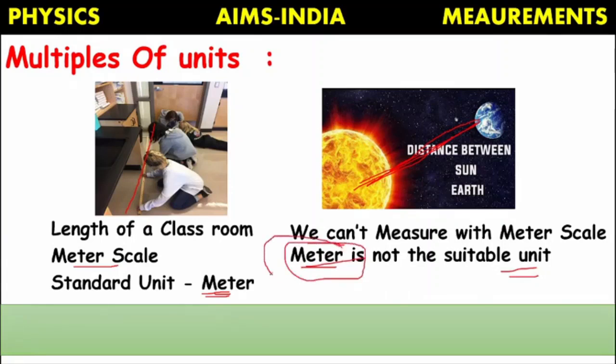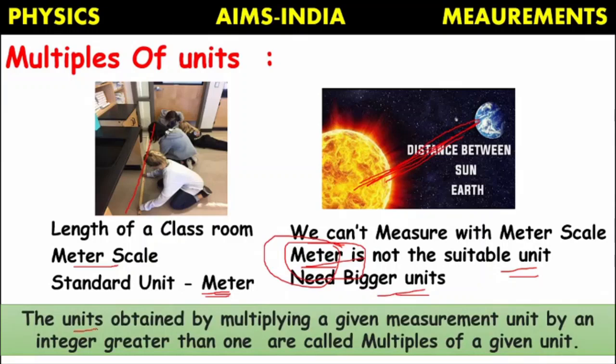Its magnitude is very, very small. So meter is not the suitable unit for measuring these kind of distances. So there is a need of bigger units than meter for measuring large distances. The units obtained by multiplying a given measurement unit by an integer greater than 1 are called multiples of a given unit.